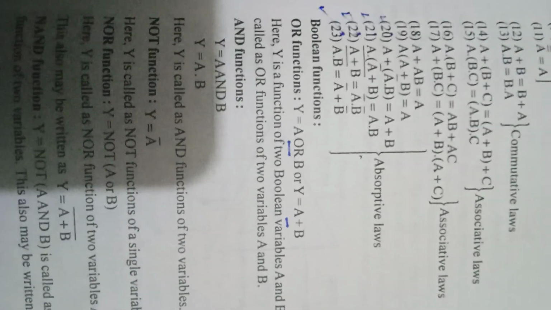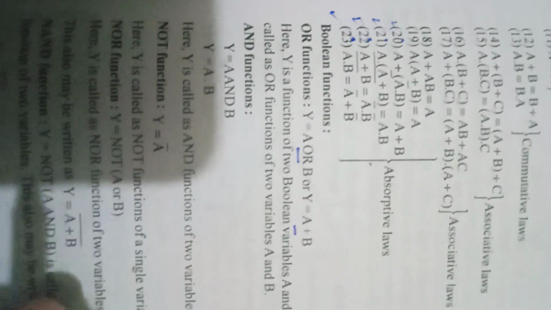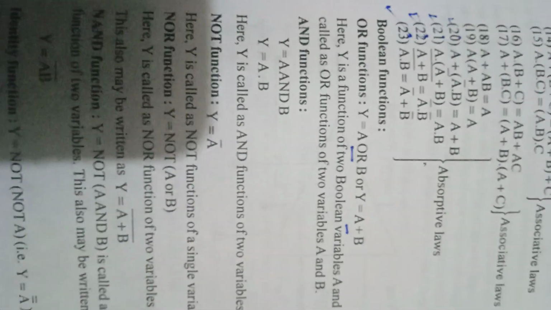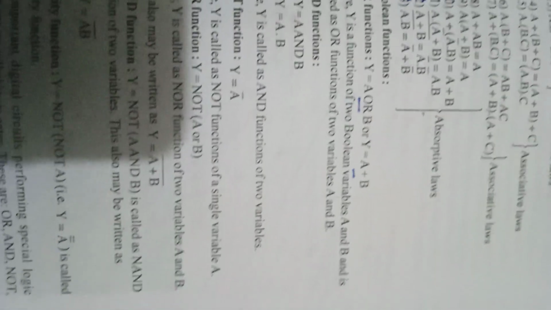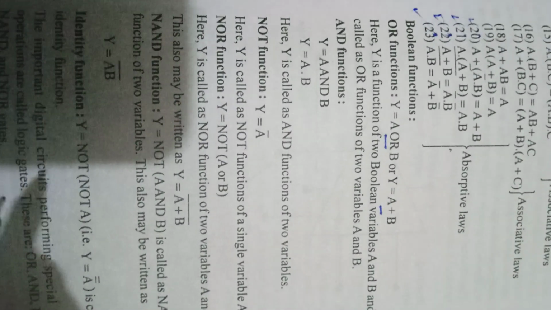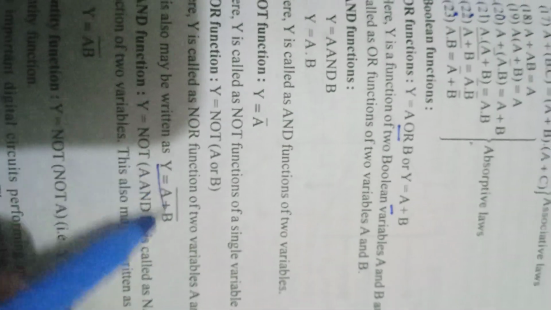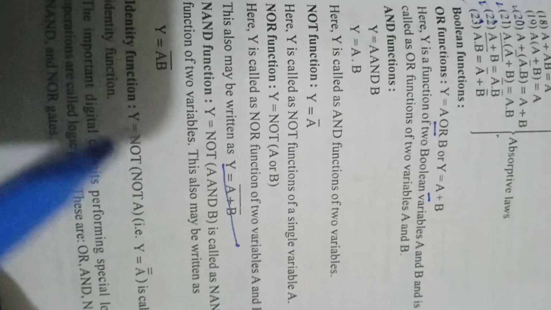Similarly, if you take the AND function, that is A dot B, and if you take the NOT function, not means complement, you take the complement of the given variable. Now for the NOR function, y is equal to not (A or B), that is, (A plus B) not. And for the NAND function, y is equal to not (A and B), called the NAND function.